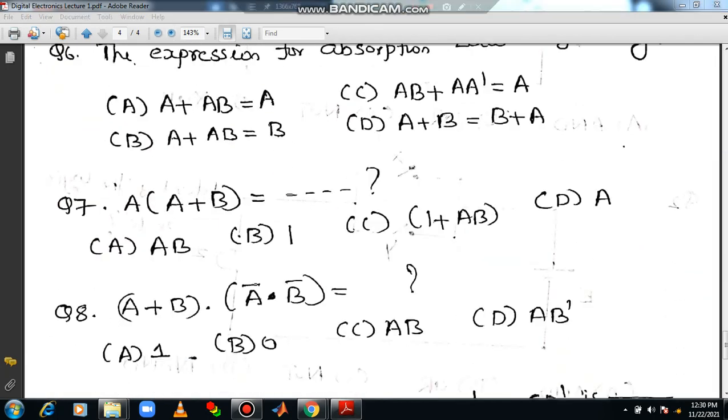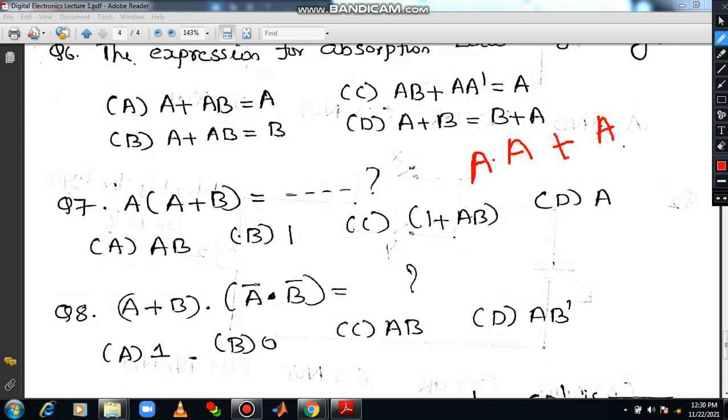Question number 7. Please solve question number 7. A into A plus B. You can apply the distributive law. That means A dot A plus A dot B. What is A dot A? We already mentioned A dot A will always be A only. We have verified it actually. We studied the property. And A dot B.